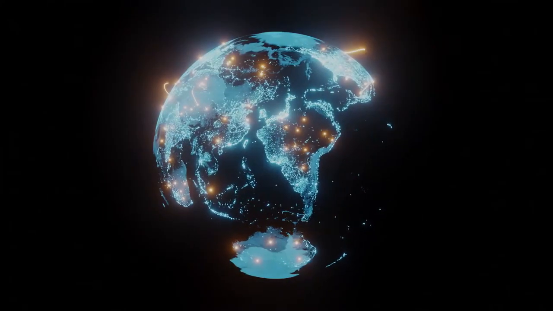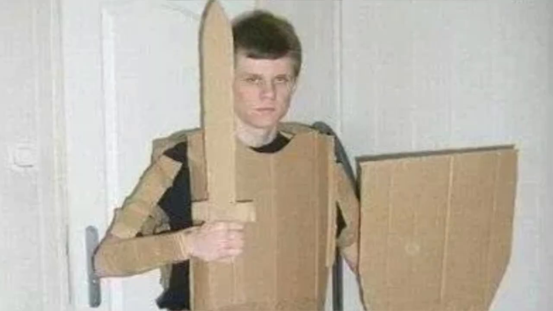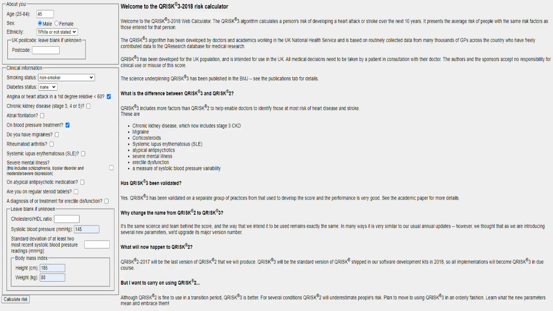I have to preface this section by saying that the results from a Qrisk test and any subsequent medical decisions should only be made by a patient in consultation with their physician. Now that my backside is sufficiently covered, if you do wish to learn more about it, it is a publicly available resource and I will leave a link in the description. So let's do a practice run.